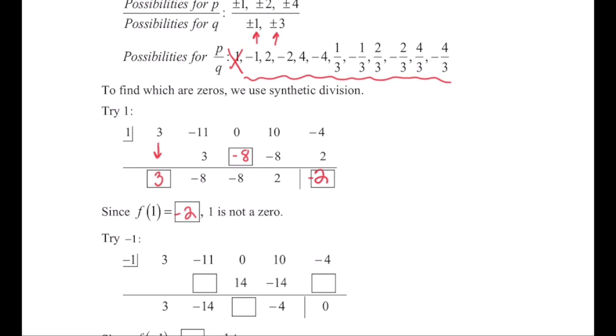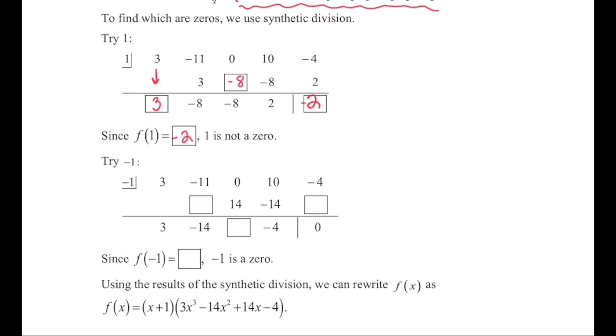So let's find negative 1. Let's see if negative 1 works. So I have the same synthetic division set up. I bring down the 3. Negative 1 times 3 is negative 3, giving me negative 14 when we add. Negative 1 times negative 14 is positive 14, and when I add to negative 10, we have negative 4. Negative 1 times negative 4 is positive 4. We found a 0. So f of negative 1 is 0, so negative 1 is a zero.